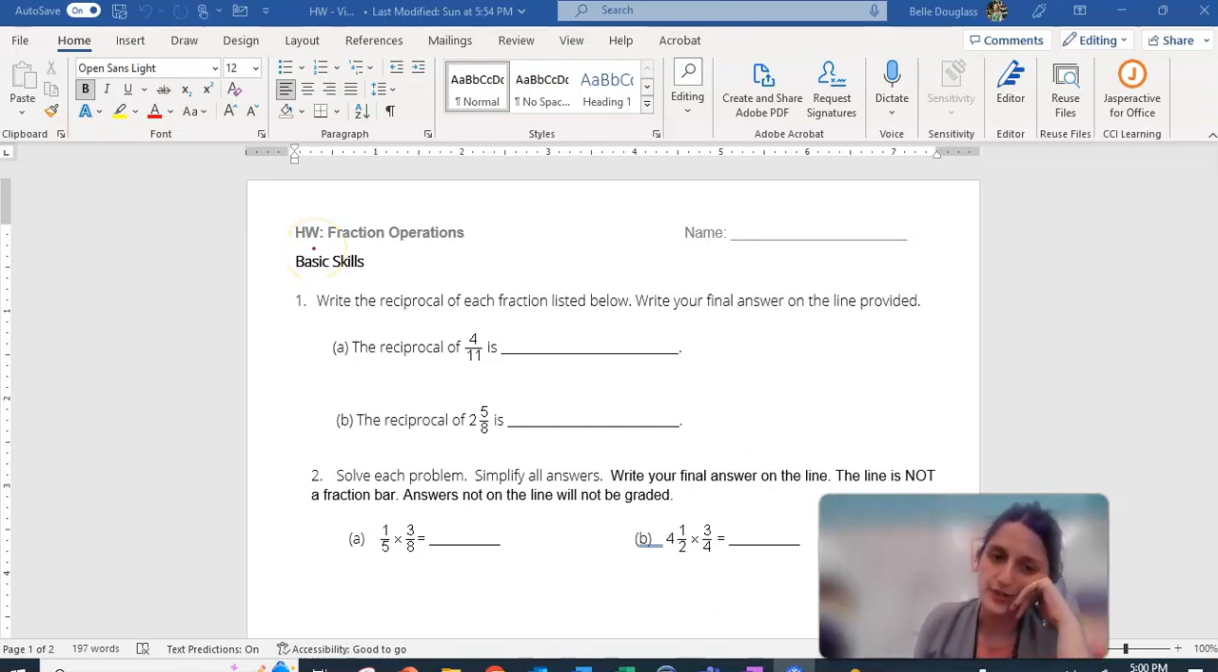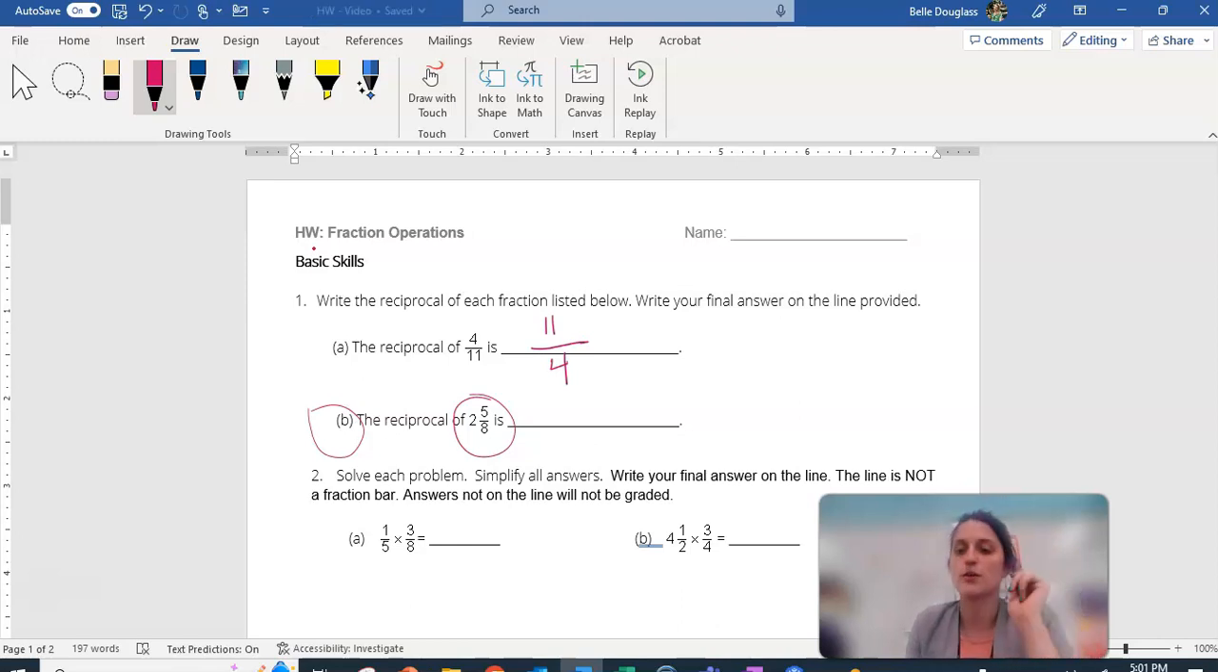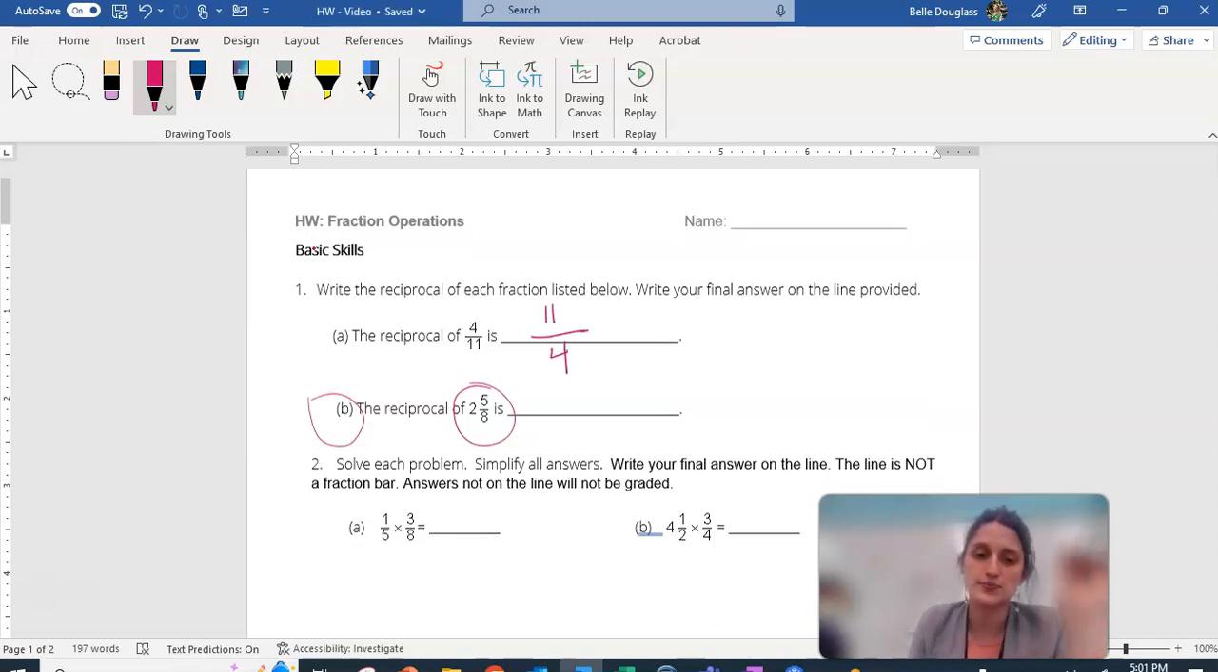Okay, the first two problems are asking for reciprocal. So reciprocal is when you flip a fraction and the denominator becomes the numerator and the numerator becomes the denominator. For part B, you need to first change this into a fraction and then find the reciprocal of that fraction. You cannot just flip the fraction part and leave the two wholes.